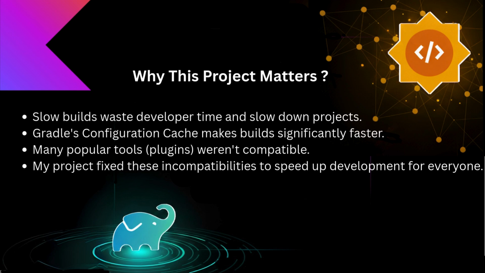Let me start with why this project matters. We all know that slow builds waste valuable developer time and slow down projects. Gradle's configuration cache is designed to solve this problem by making builds significantly faster. However, many popular plugins were not fully compatible with it, which means developers couldn't take advantage of the speed improvements. That's where my project comes in. I worked on fixing these incompatibilities so that builds can run faster and development becomes smoother for everyone using Gradle.